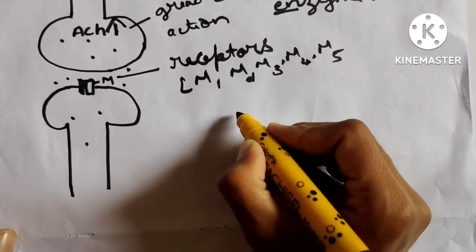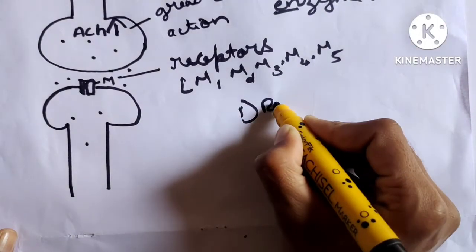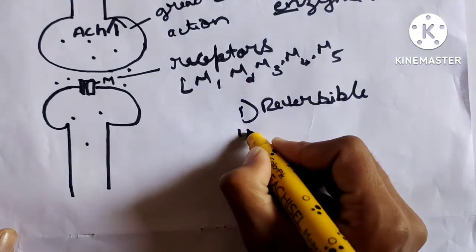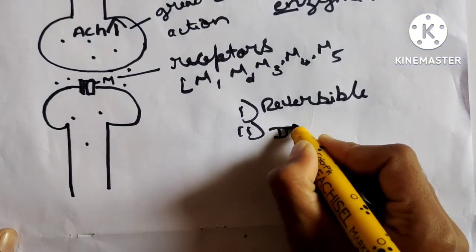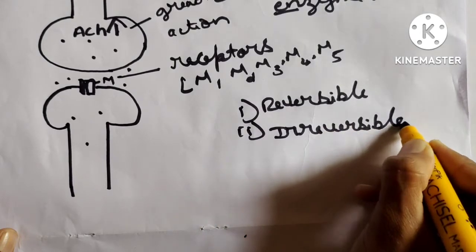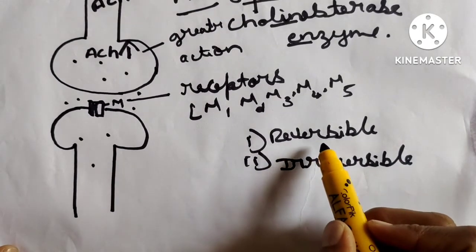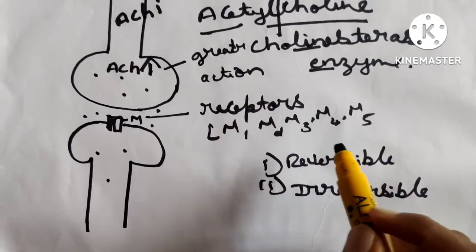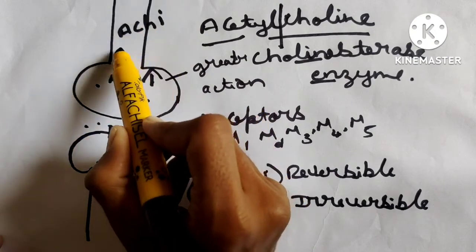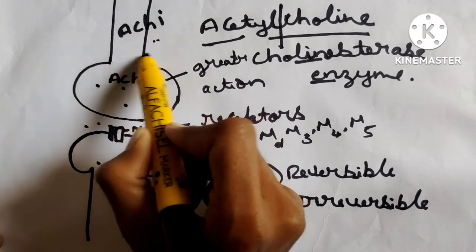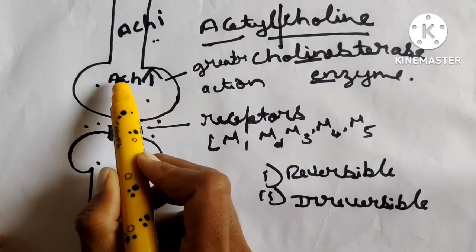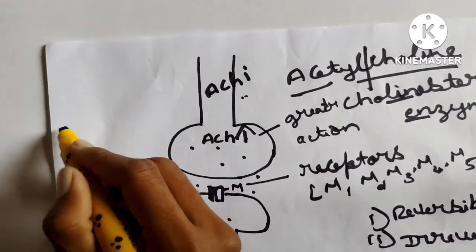There are two basic classifications of cholinesterase inhibitors. One is reversible inhibitors, and another is irreversible inhibitors. In the name itself they are telling you. Reversible means the condition can be reversed again. Irreversible means it cannot be reversed. Now reversible: AChI means acetylcholinesterase inhibitors. If we remove them, the condition gets reversed again.